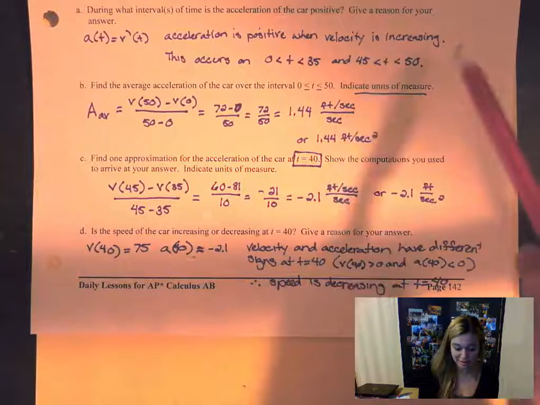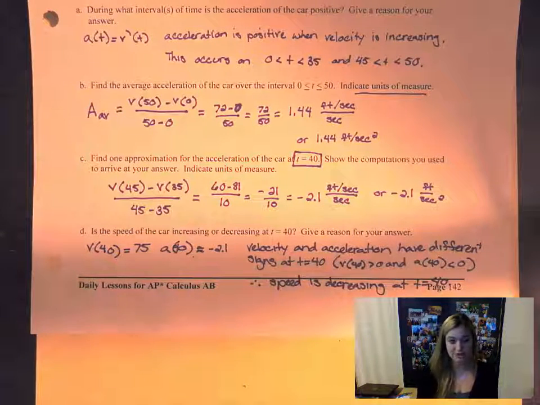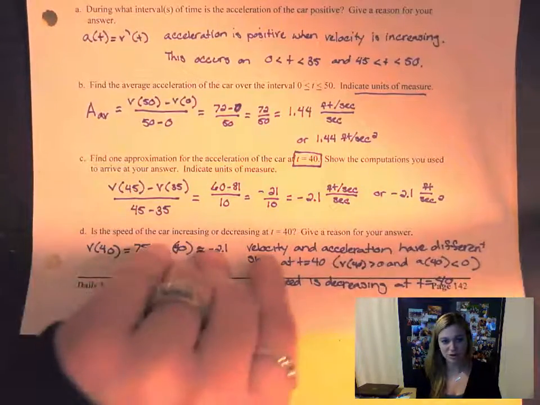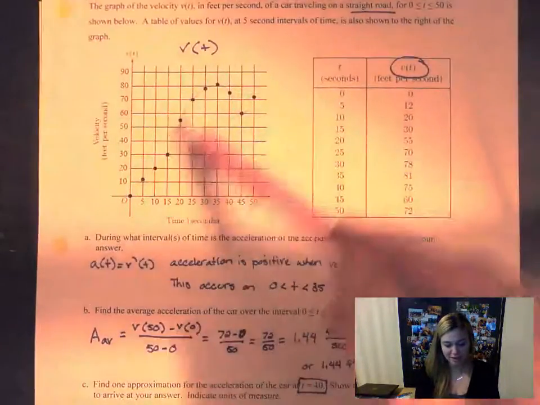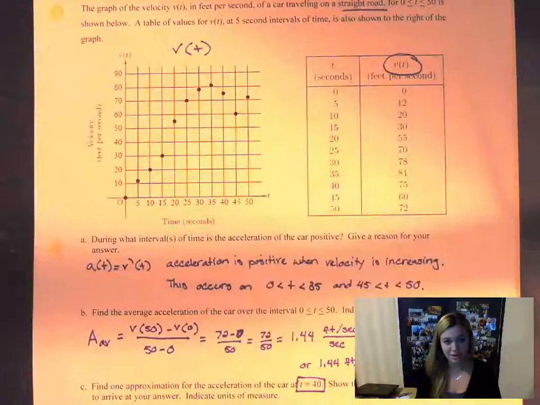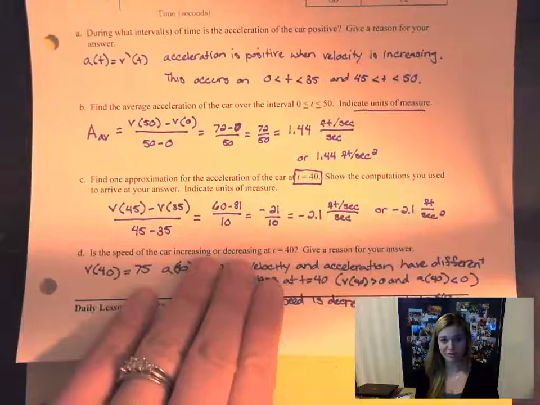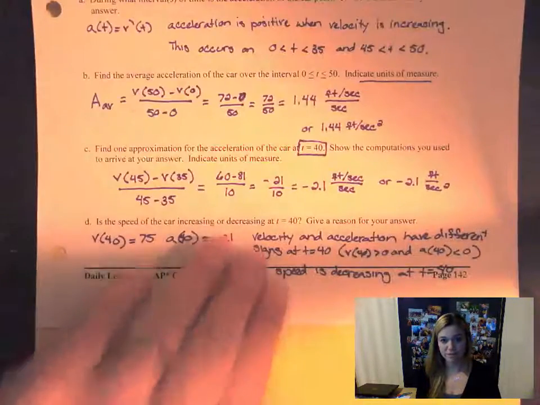So I did that, and you should have gotten two different intervals. Velocity is increasing. I said I wasn't going to go down, but I'm going to for a second. Increasing up into the right here, we can see it. On those two intervals, 0 to 35 and 45 to 50. Oh, let me move a little more.